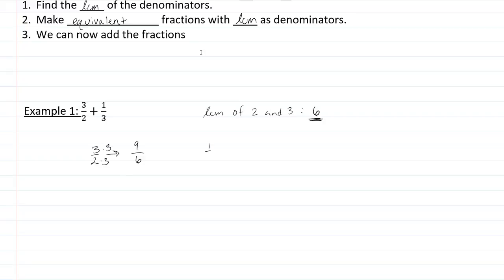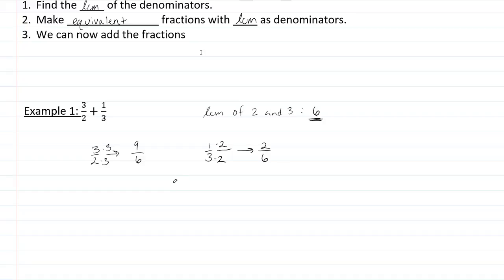Now let's do it with 1/3. I multiply top and bottom by something to get it to be something over 6. Well, if I multiply the bottom by 2, it turns a 3 into a 6, so I have to multiply the top by 2, because you have to multiply top and bottom by the same thing. So this would be 2 over 6. 2 over 6 is equivalent to 1 over 3.